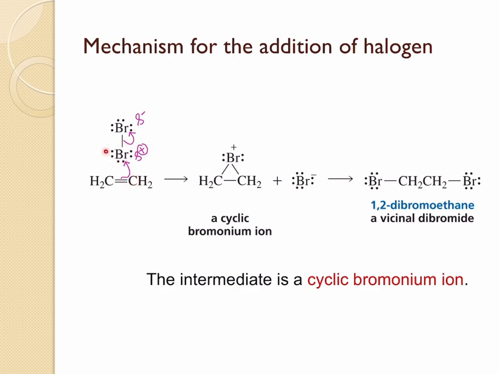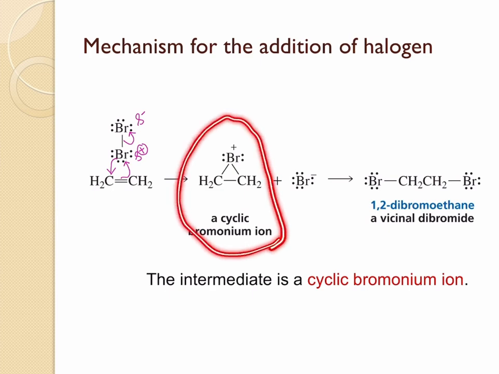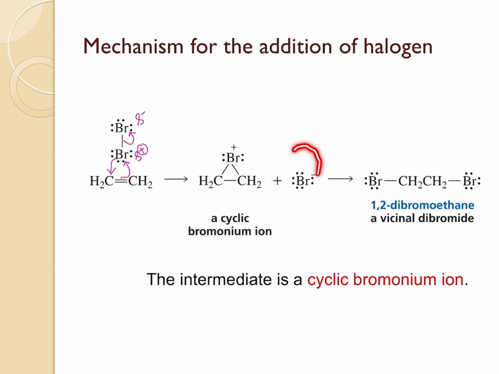Now, since the bromine's electron cloud is closer to the other sp2 carbon, it will try to form a bond with carbon, creating a cyclic bromonium ion intermediate. Once the cyclic bromonium ion is formed, it will then be attacked by this bromide ion nucleophile, and it will break open this highly strained three-membered ring, forming the vicinal dibromide.